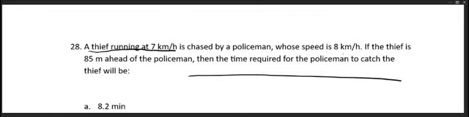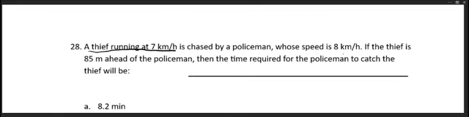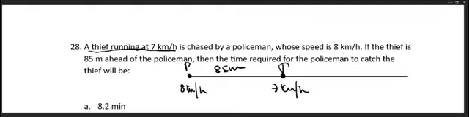A thief is running at 7 km per hour. So the speed of the thief is 7 km per hour. He is chased by a policeman whose speed is 8 km per hour. Here police P is moving with 8 km per hour, and here thief T is moving with 7 km per hour.